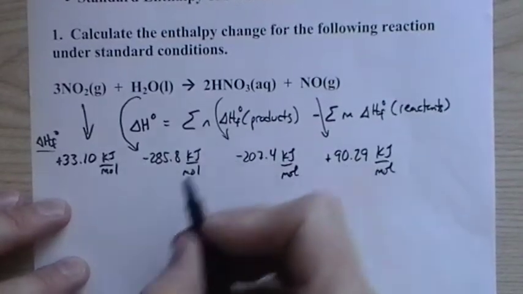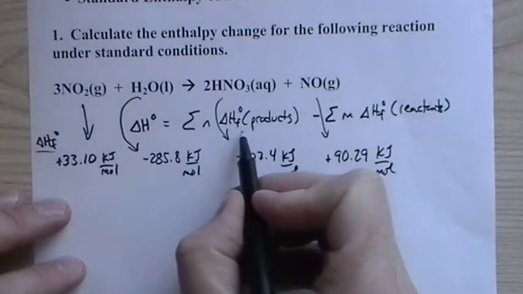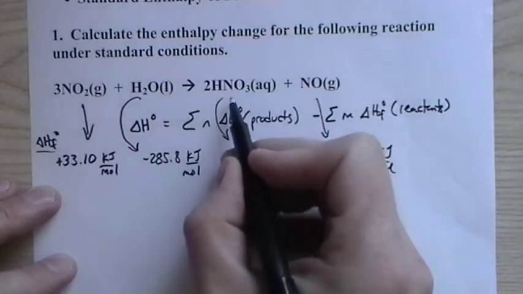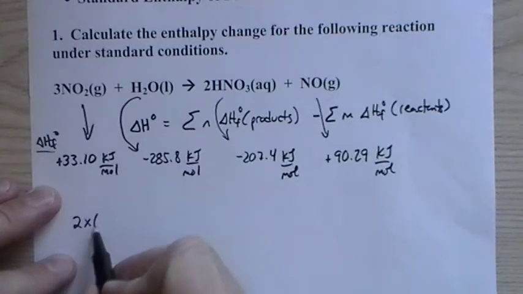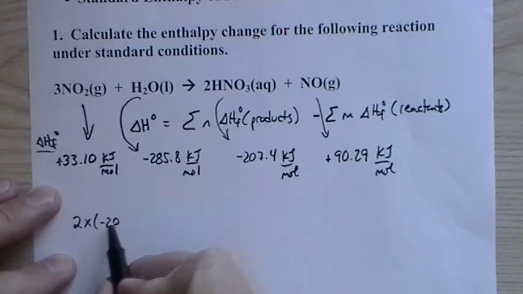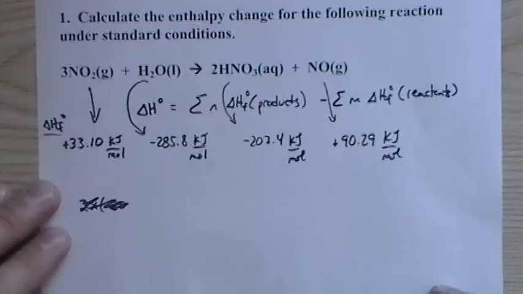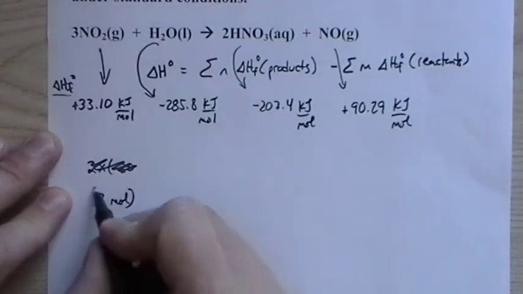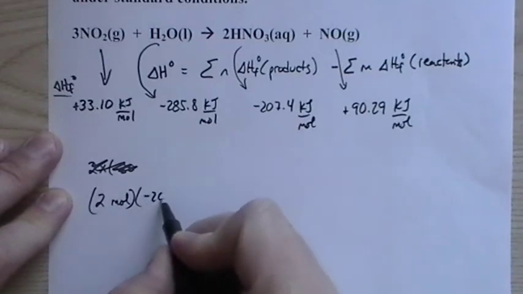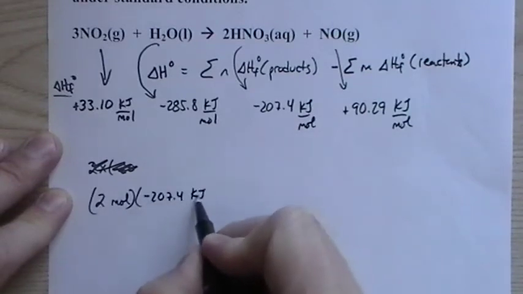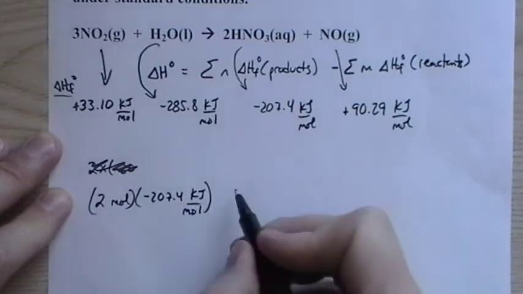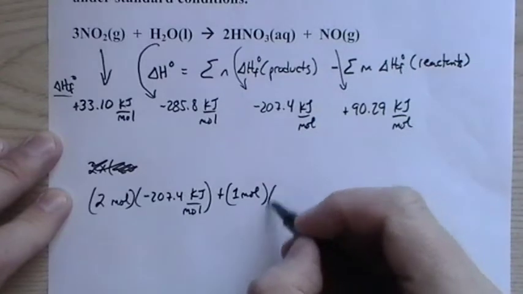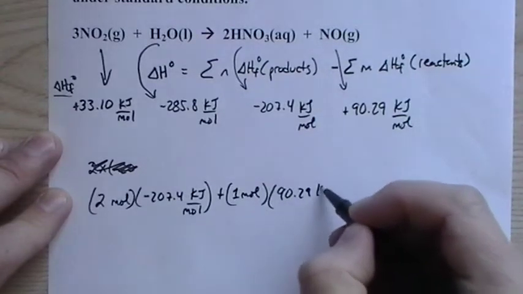Okay, so what we do is we take the heats of formation of the products times their coefficients. So we have the heat of formation of nitric acid times 2. So 2 times minus 207.4 kilojoules per mole. Let me do this out completely, since I think we have enough room here. That 2 is 2 moles, so the moles are going to cancel. Then we have 1 mole for NO times 90.29 kilojoules per mole.